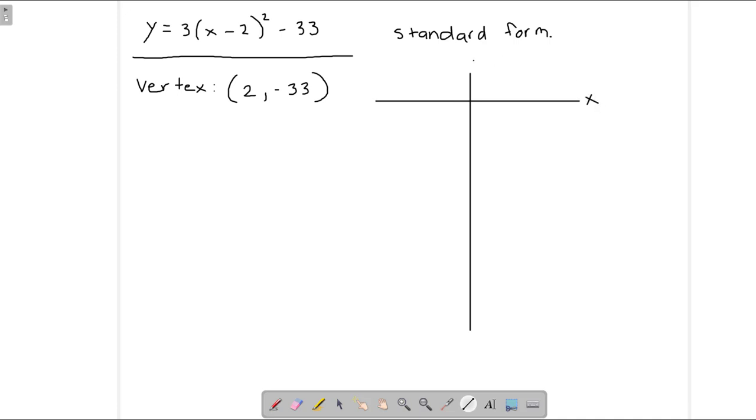This is like x, this is y, they all have arrows. And then, for sake of time, I'll just go like down here and label this as negative 33. So I know that my vertex is this point here, so I will have a point at 2 comma negative 33, and that's going to be my vertex.